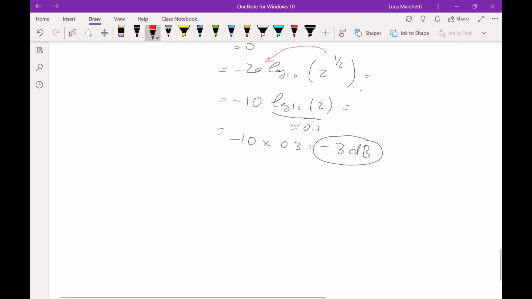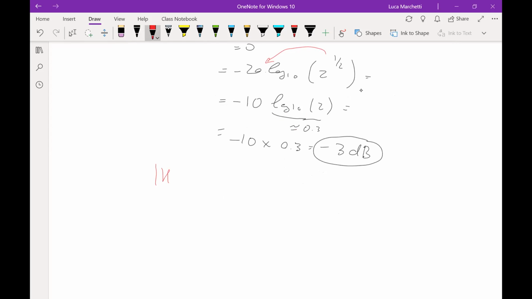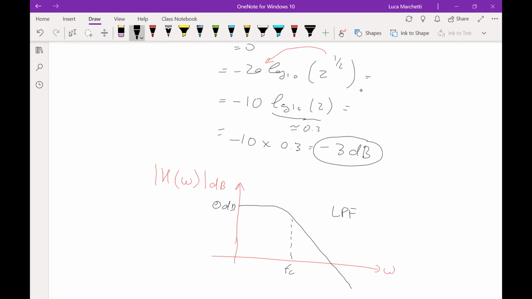So in conclusion, we found out that for the frequency response, which is practically represented in dB, we have this kind of plot here, which represents the low pass filter in dB. This one is 0 dB, and this one is FC or omega C. Let's do omega C to be coherent. Omega C, and this value here is equal to minus 3 dB.